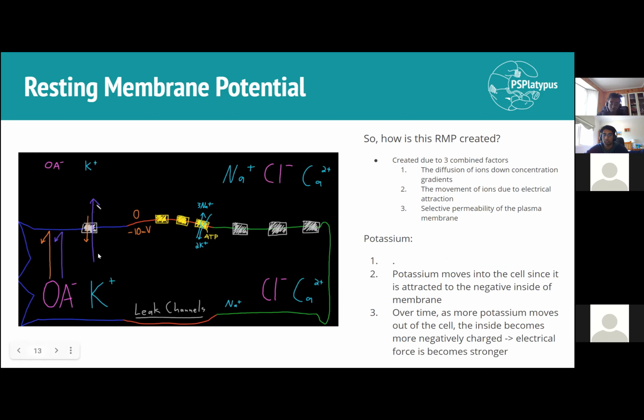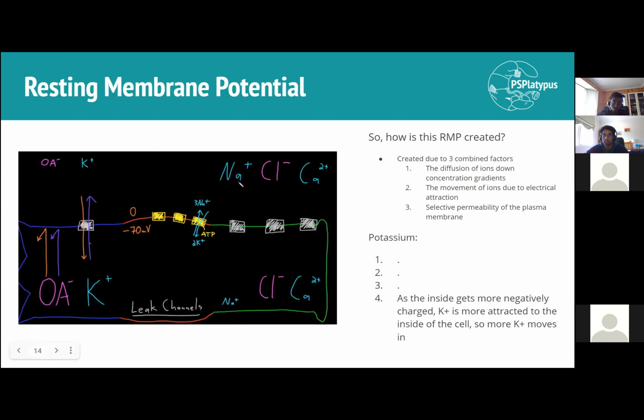And over time, as the potassium rearranges itself, as more potassium leaves the cell, the electric force is slowly going to become stronger and stronger until it eventually equals the rate of diffusion due to concentration. The rate of diffusion due to the concentration gradient and the rate due to the electric gradient balance. The takeaway is that you're going to reach a point where you have a certain amount of potential difference generated.